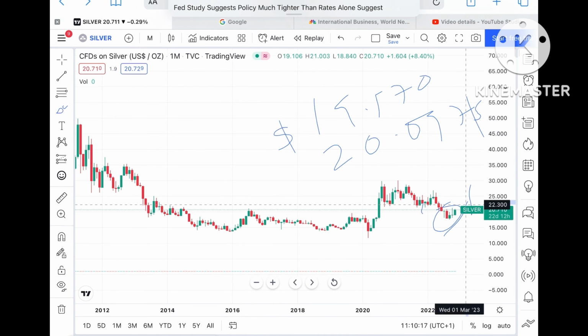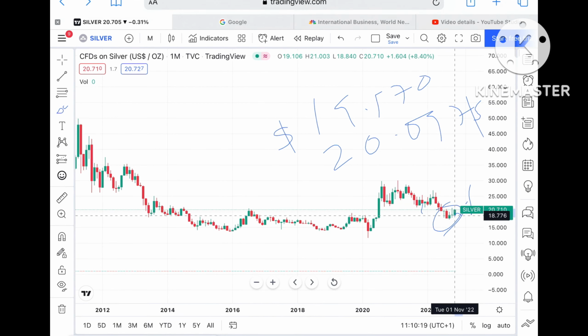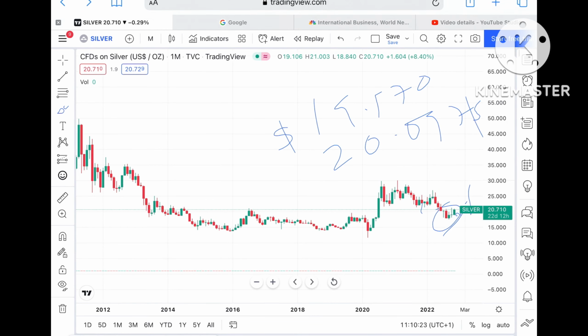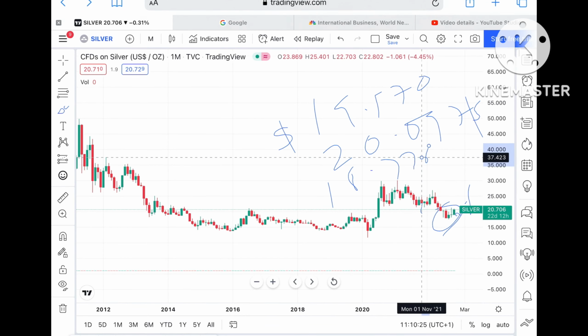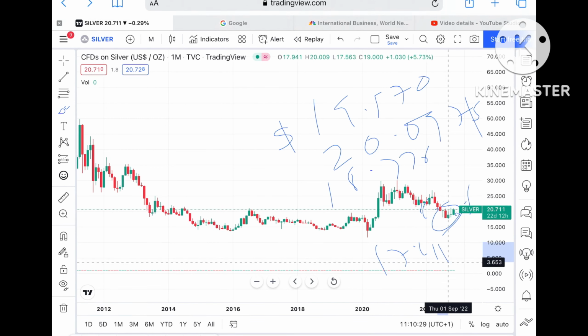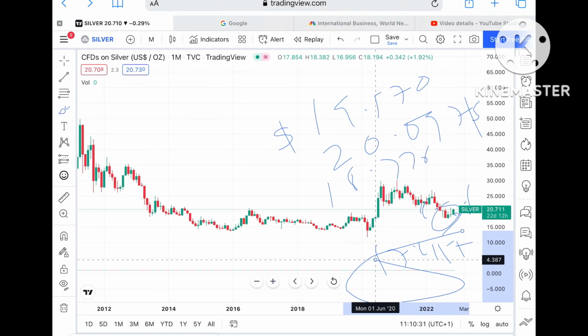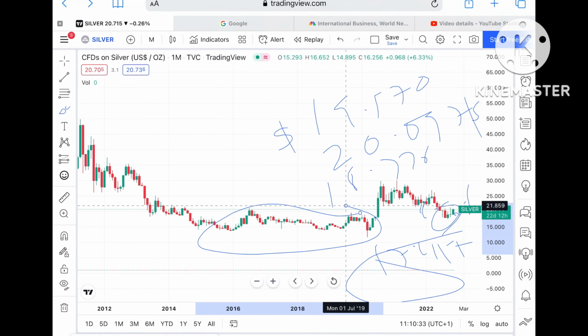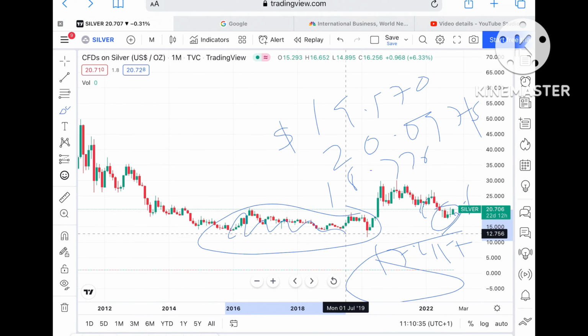Okay, and once the price moves below this particular level, then we can see it can fall further low towards a level of around $18.776, and from there we can see it can go further down towards a level of $17.455. You have to keep this in mind, because this is the zone. Once it comes in this particular zone, it will move in this zone for quite some time.